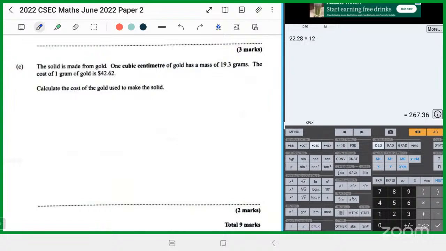So 1 cm cube is equivalent to 19.3 grams. Well, 1 gram is this amount of money. So this amount of grams, you have to multiply by this to get the amount of money. So 1 gram is equivalent to this amount of money. That's what they say.